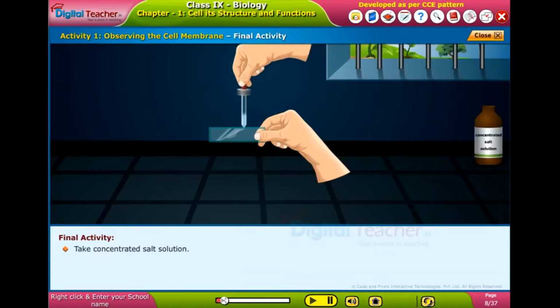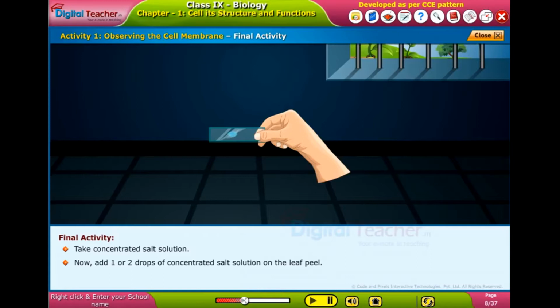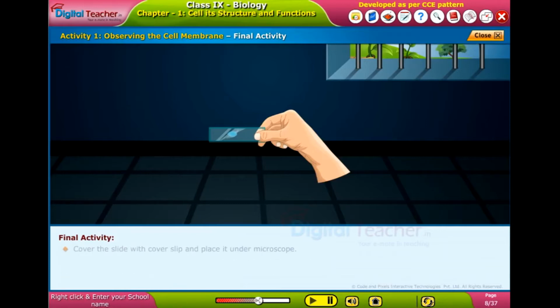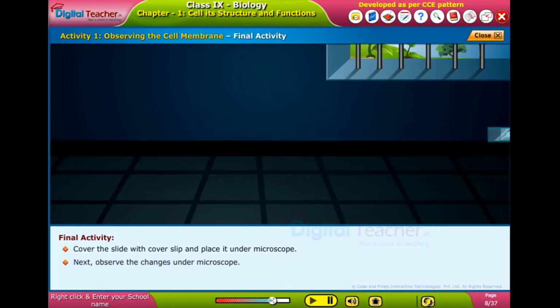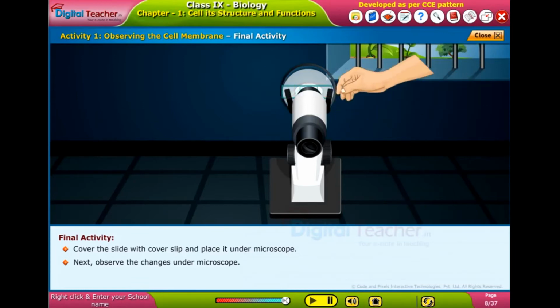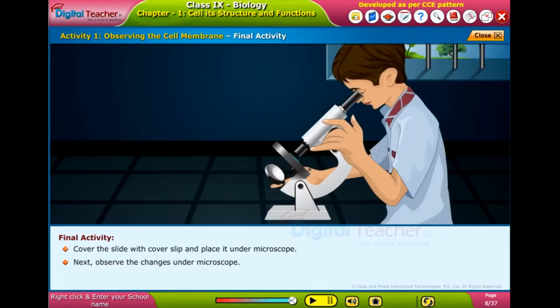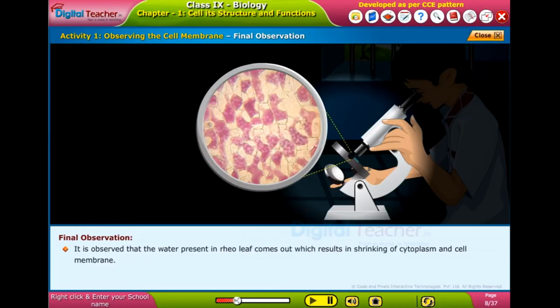Take concentrated salt solution. Now add 1 or 2 drops of concentrated salt solution on the leaf peel. Leave it aside for 5 to 10 minutes. Cover the slide with a cover slip and place it under the microscope. Next, observe the changes under the microscope. It is observed that the water present in the Rheo leaf comes out, which results in shrinking of cytoplasm and cell membrane.